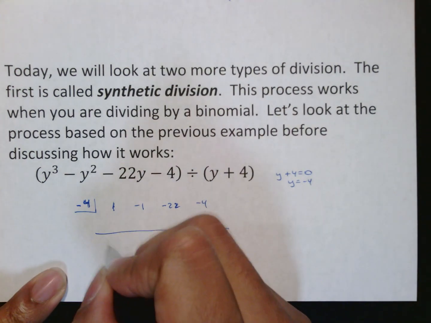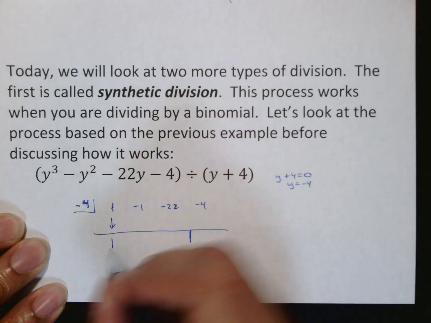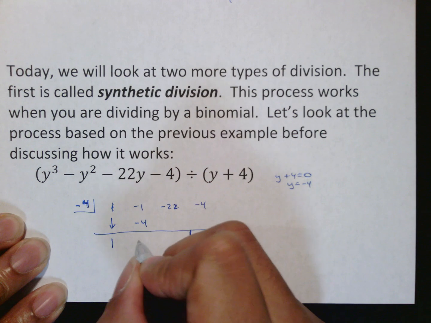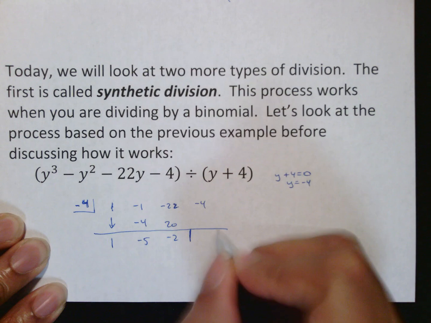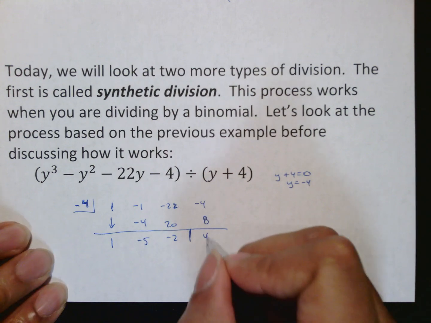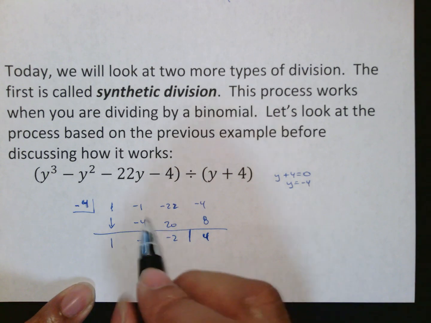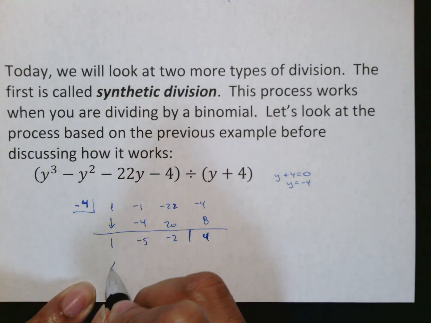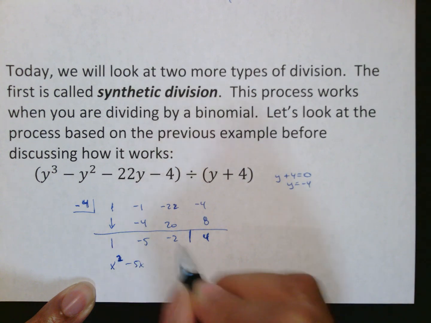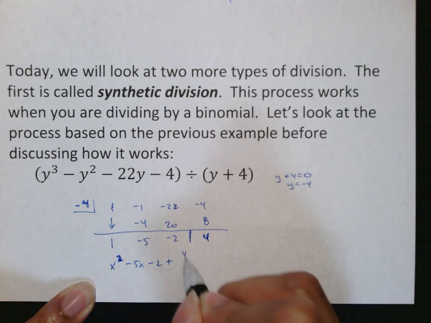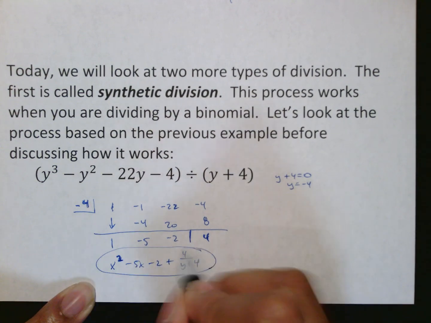You start out by bringing the first number down, and you simply multiply and add. So negative 4 times 1 is negative 4. That makes negative 5. That gives me 20. That gives me negative 2. This gives me a positive 8 and an answer of 4, which is your remainder. Again, if you start out with y to the third, that means this is y to the second minus 5y minus 2 plus 4 over whatever you're dividing by, which is y plus 4.